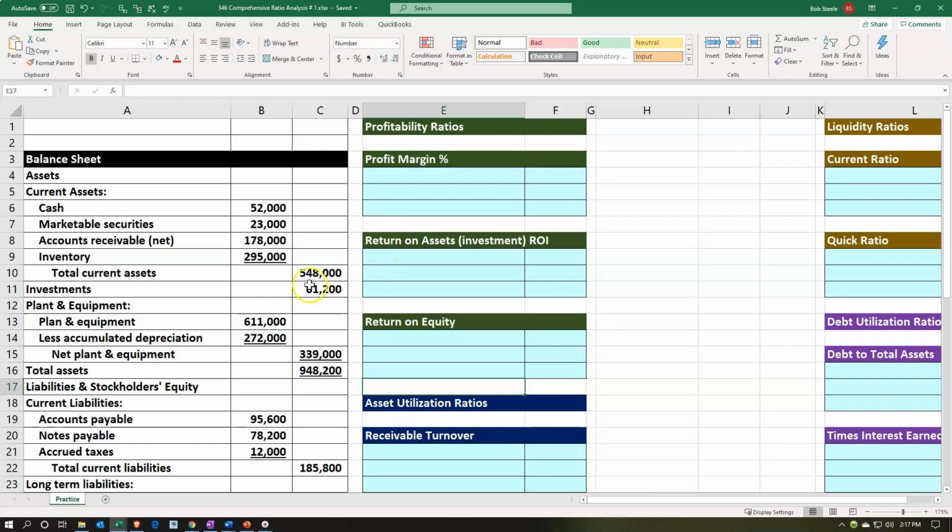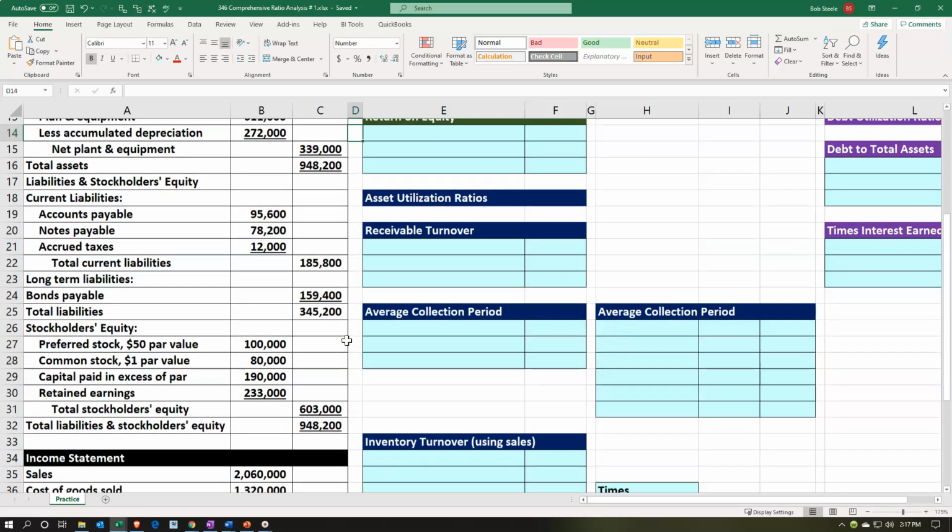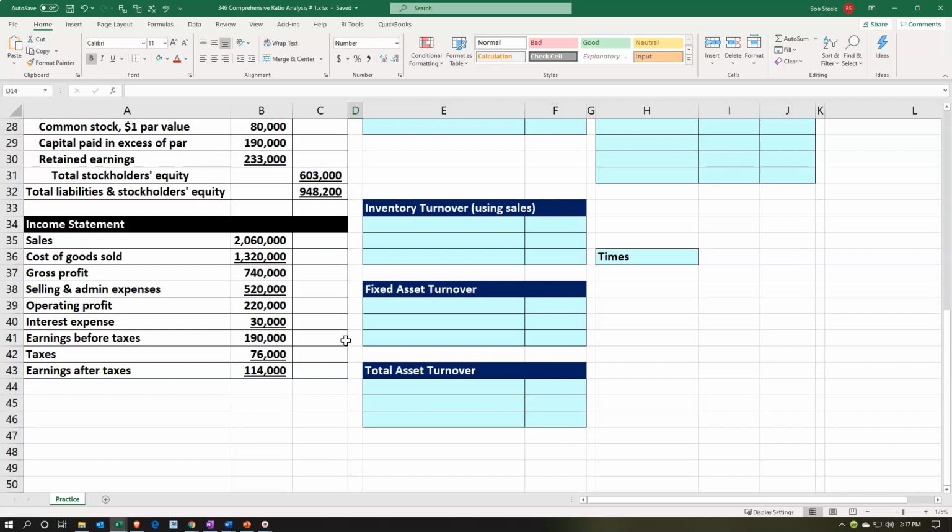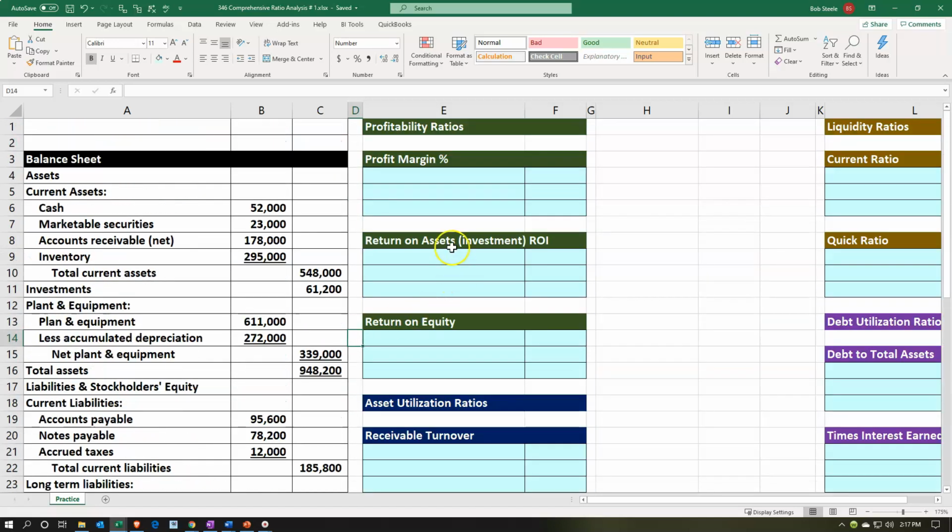Here we are in Excel. We're going to have our information on the left-hand side, and we're going to put that information into the blue area in our worksheet on the right-hand side. We're going to have our balance sheet and our income statements, so the financial statements, the point-in-time statement, balance sheet, income statement, performance statement. Then we're going to have our ratios on the right.